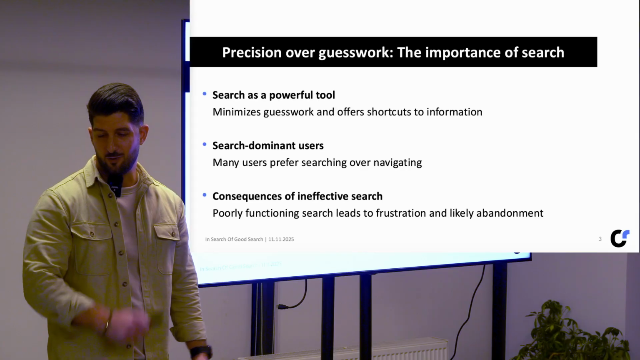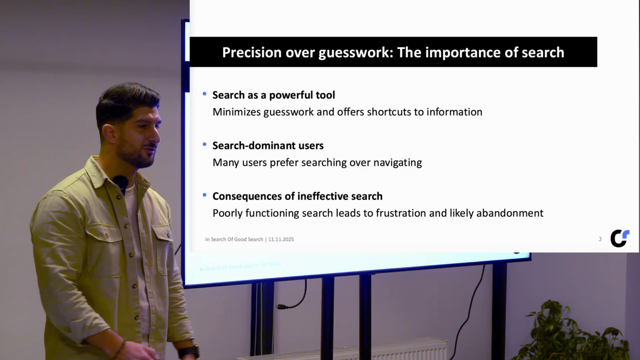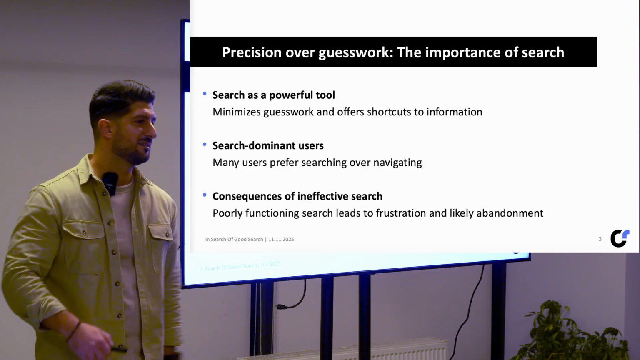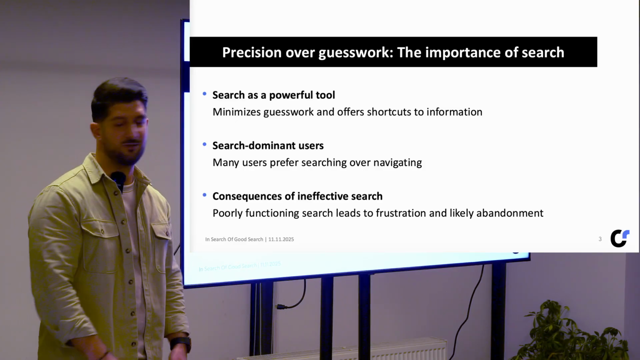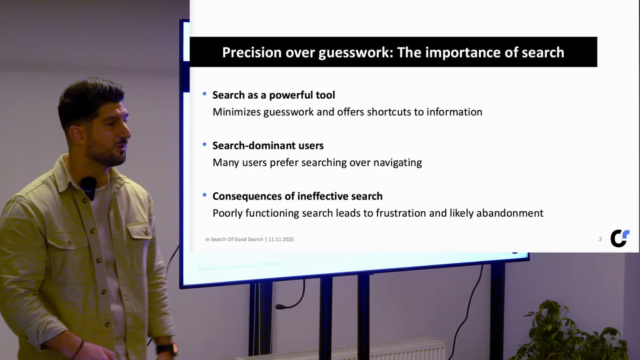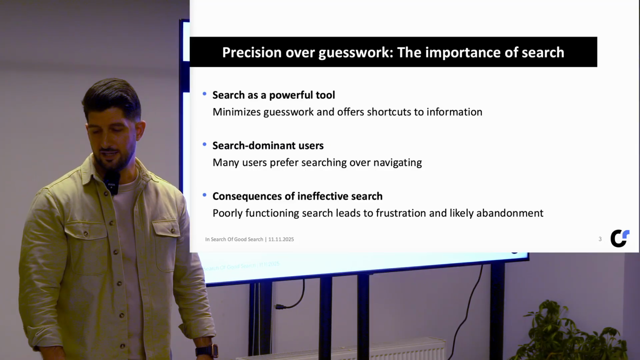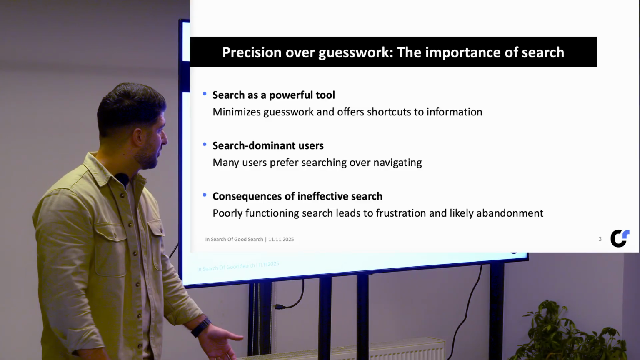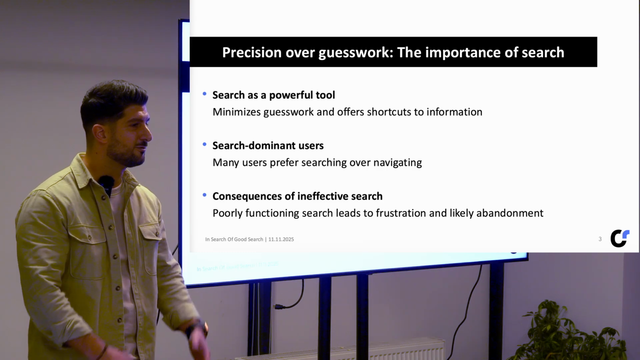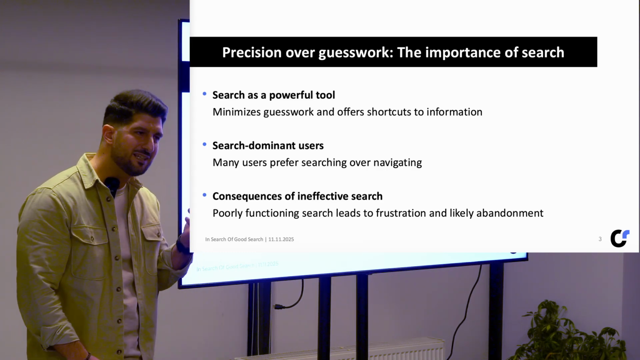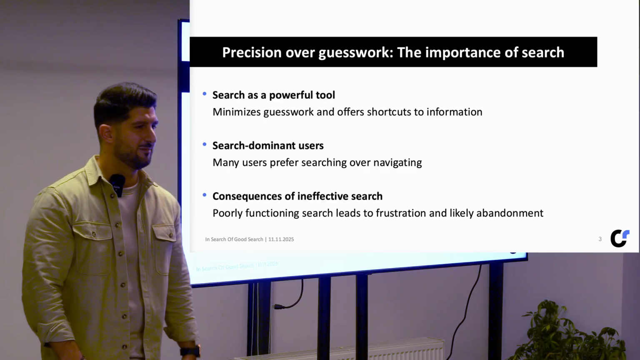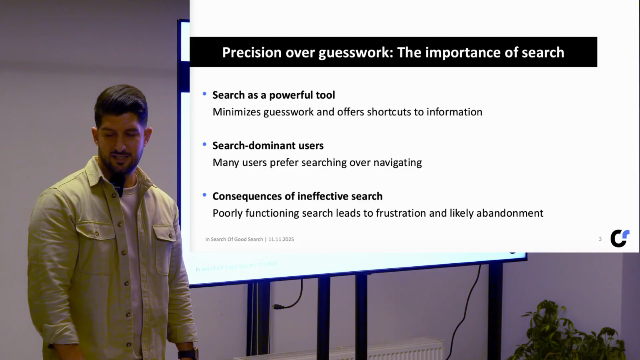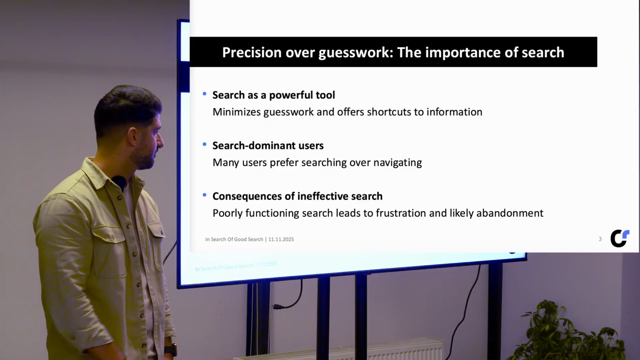And why is search so important? Because we want to eliminate guesswork. So we cannot guess how to find something or how to get to that information that we know. We want to eliminate that guesswork and want to have precision. One thing is that search, of course, is a powerful tool. We know it as a tool. We're using it every day, not really thinking about what is behind all of that, but everyone knows it, everyone uses it. And as said before, it minimizes guesswork and also should offer shortcuts to information.